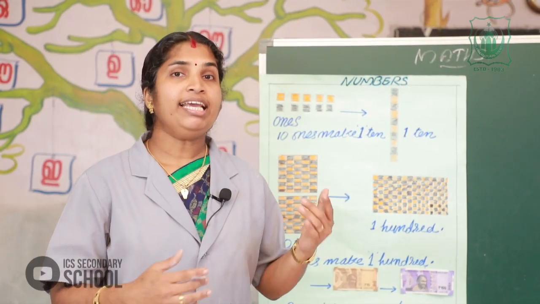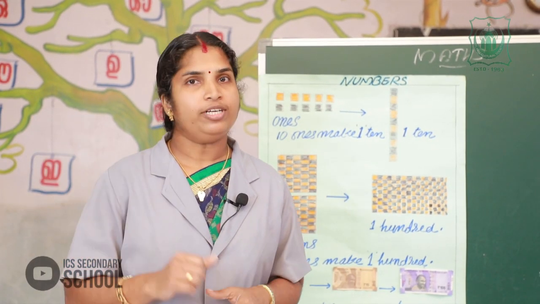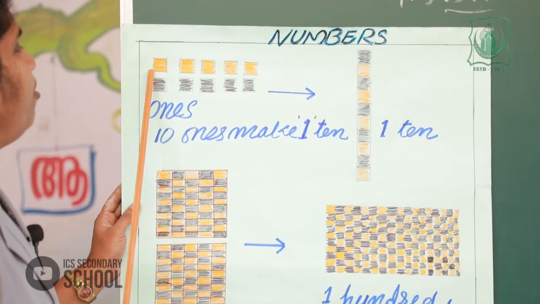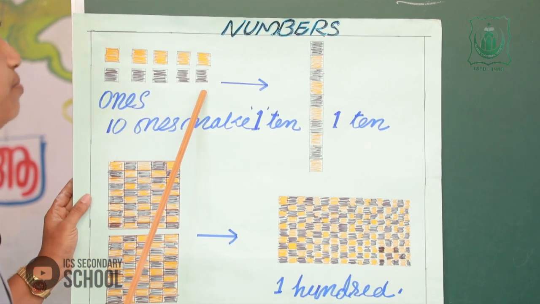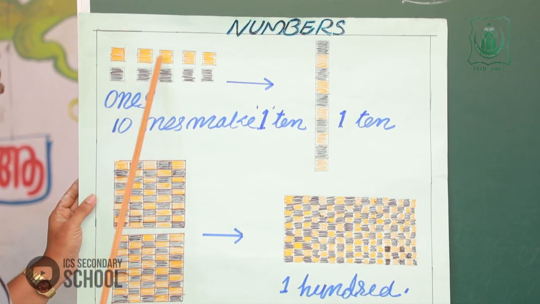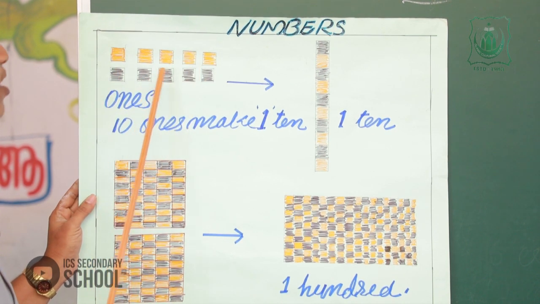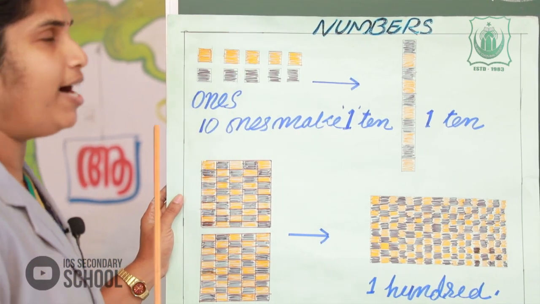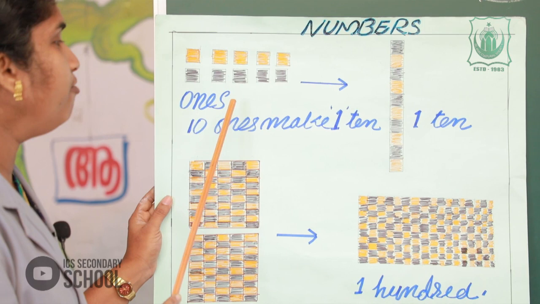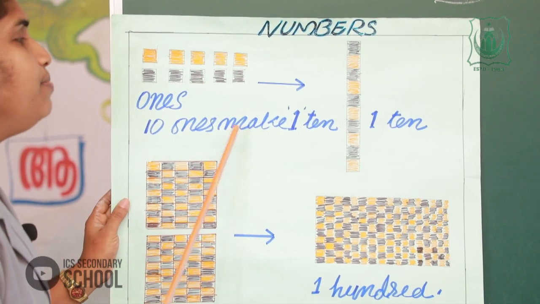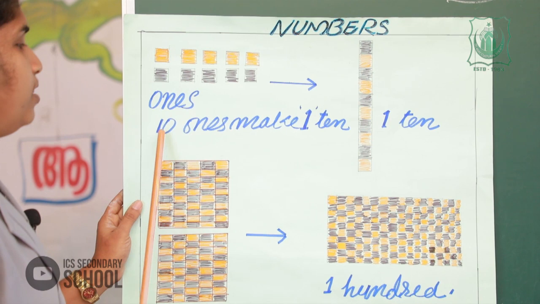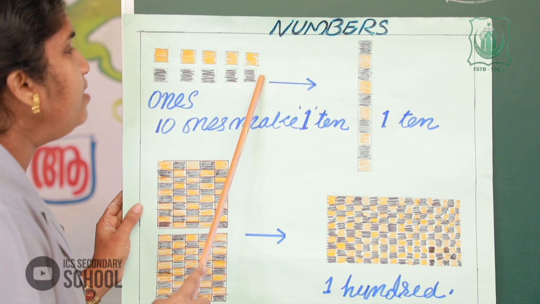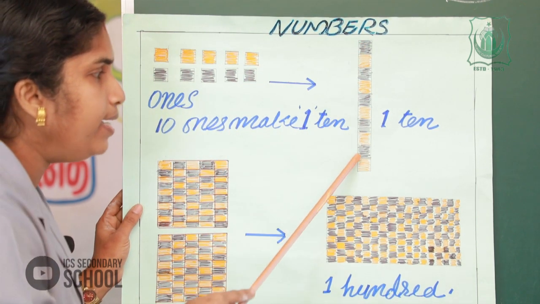Okay. With the help of a chart, we move on to our first chapter. Please listen to this. We can get 10 strips on the chart. 1, 2, 3, 4, 5, 6, 7, 8, 9, 10. Here we get 10 ones. The 10 ones make 10. Here these ones are joined together to form 10.